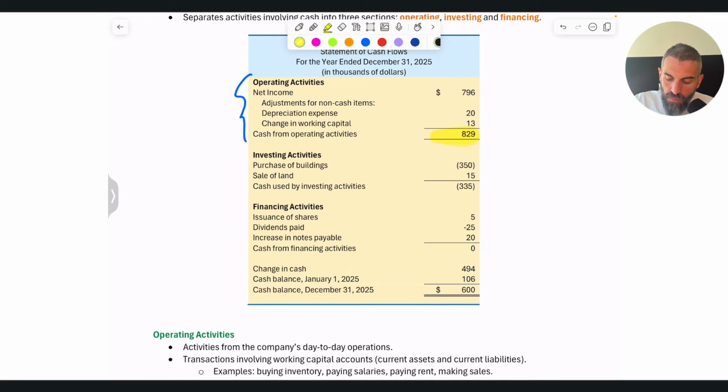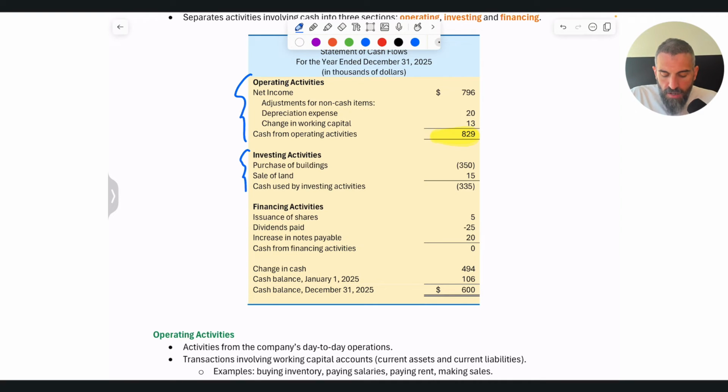So the cash from operating activities represents exactly that. How much cash we earned, or I should say received, in this period from our main business. In this case, it would be $829,000 of cash coming in.